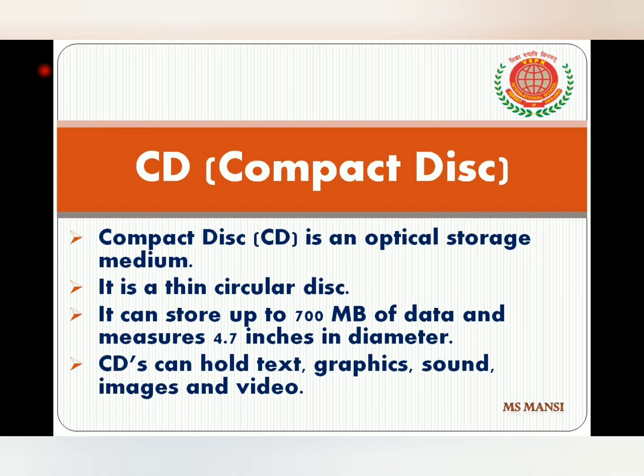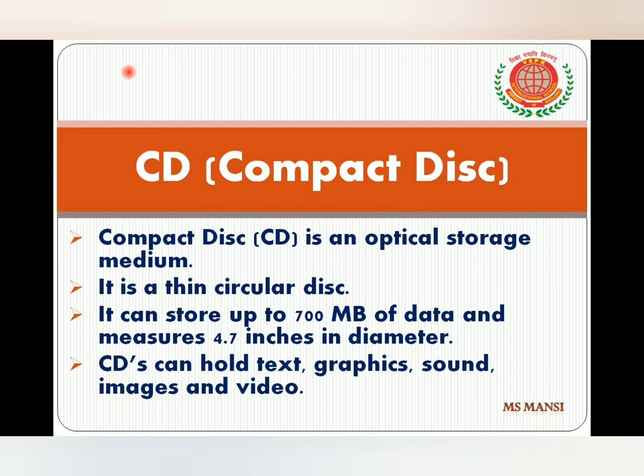So what is CD? The full form of CD is compact disc. C stands for compact and D stands for disc. Compact disc is an optical storage medium. It is a thin circular disc. It can store up to 700 MB of data, and it measures 4.7 inches in diameter. CD can hold text, graphics, sound, images, and video.